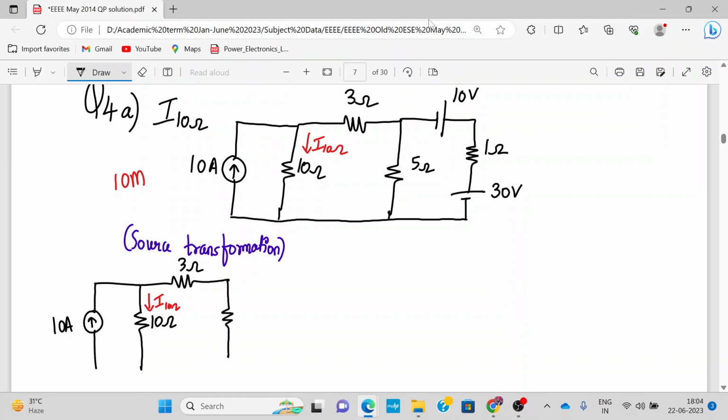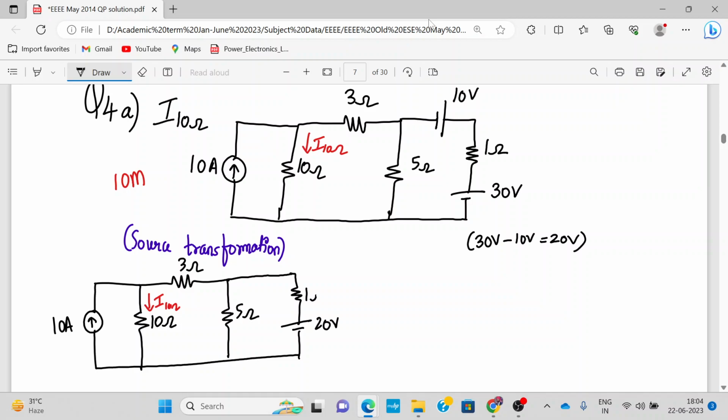Can we say that we can add them together? That will be around 30 volt minus 10 volt. This is 20, correct? If you go from here, it will be minus 10 plus 30. Yes or no? It will be plus 20, right? This is plus 20, 1 ohm.